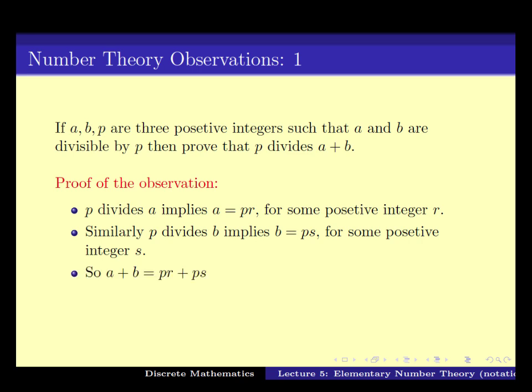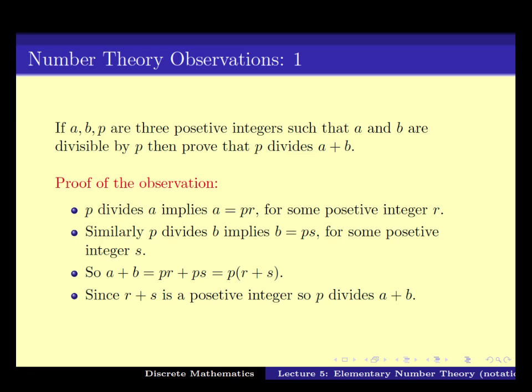So what is a plus b? a plus b is p times r plus p times s, which is of course p times r plus s. Now, since r is a positive integer and s is a positive integer, this means that r plus s is also a positive integer. In other words, p divides a plus b, because a plus b is written as p times r plus s, where r plus s is a positive integer. It's a very easy observation that follows from the basic definition of division.